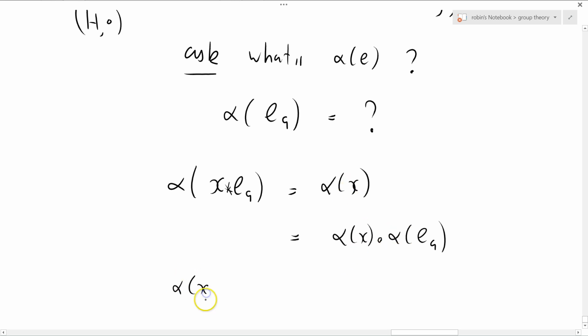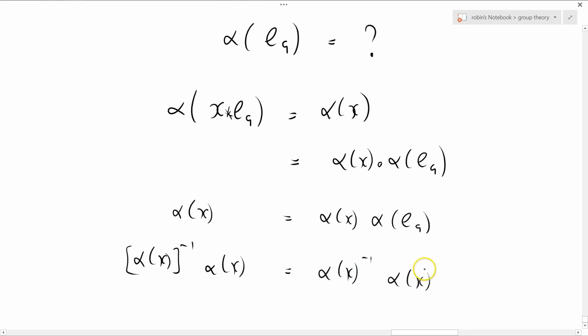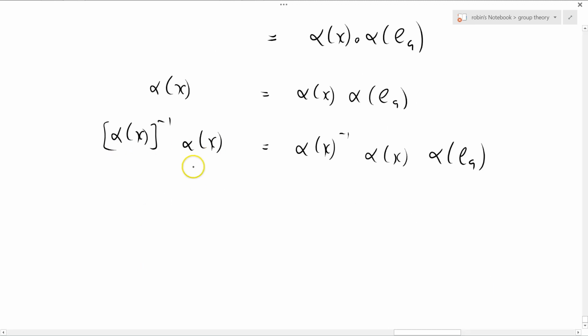So that tells me that alpha of x equals alpha of x, alpha of EG. So I'm going to multiply on the left by alpha of x to the minus 1. Alpha of x to the minus 1, alpha of x equals alpha of x to the minus 1, alpha of x, alpha of EG. And of course, these guys here cancel out. So this one here is alpha of EH, I'm sorry, equals alpha of EG, because these guys cancel out as well.